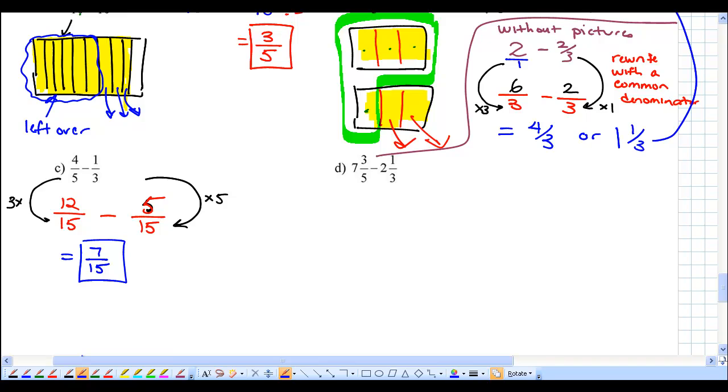This one I've got whole numbers in front. Don't worry. Let's do them separately, like the adding of fractions. Let's do 7 take away 2. And let's do 3/5 take away 1/3. Let's do that separately. Okay?